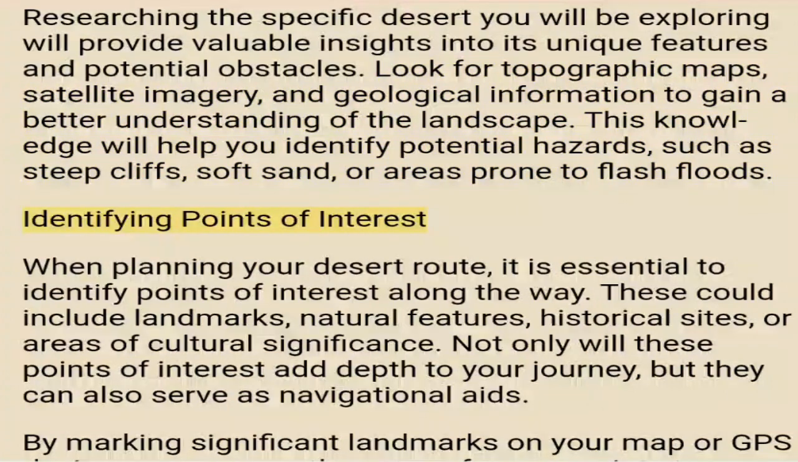Identifying points of interest. When planning your desert route, it is essential to identify points of interest along the way. These could include landmarks, natural features, historical sites, or areas of cultural significance. Not only will these points of interest add depth to your journey, but they can also serve as navigational aids.